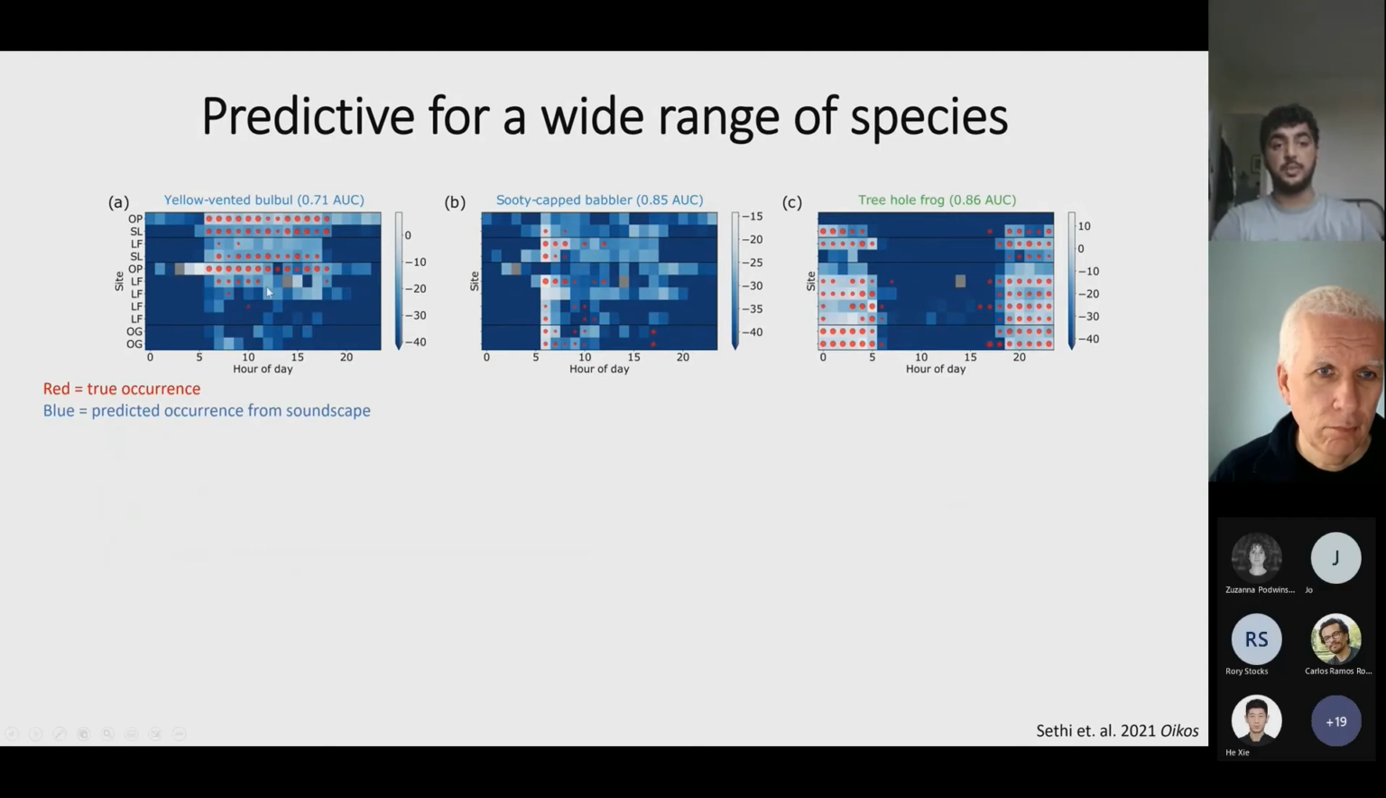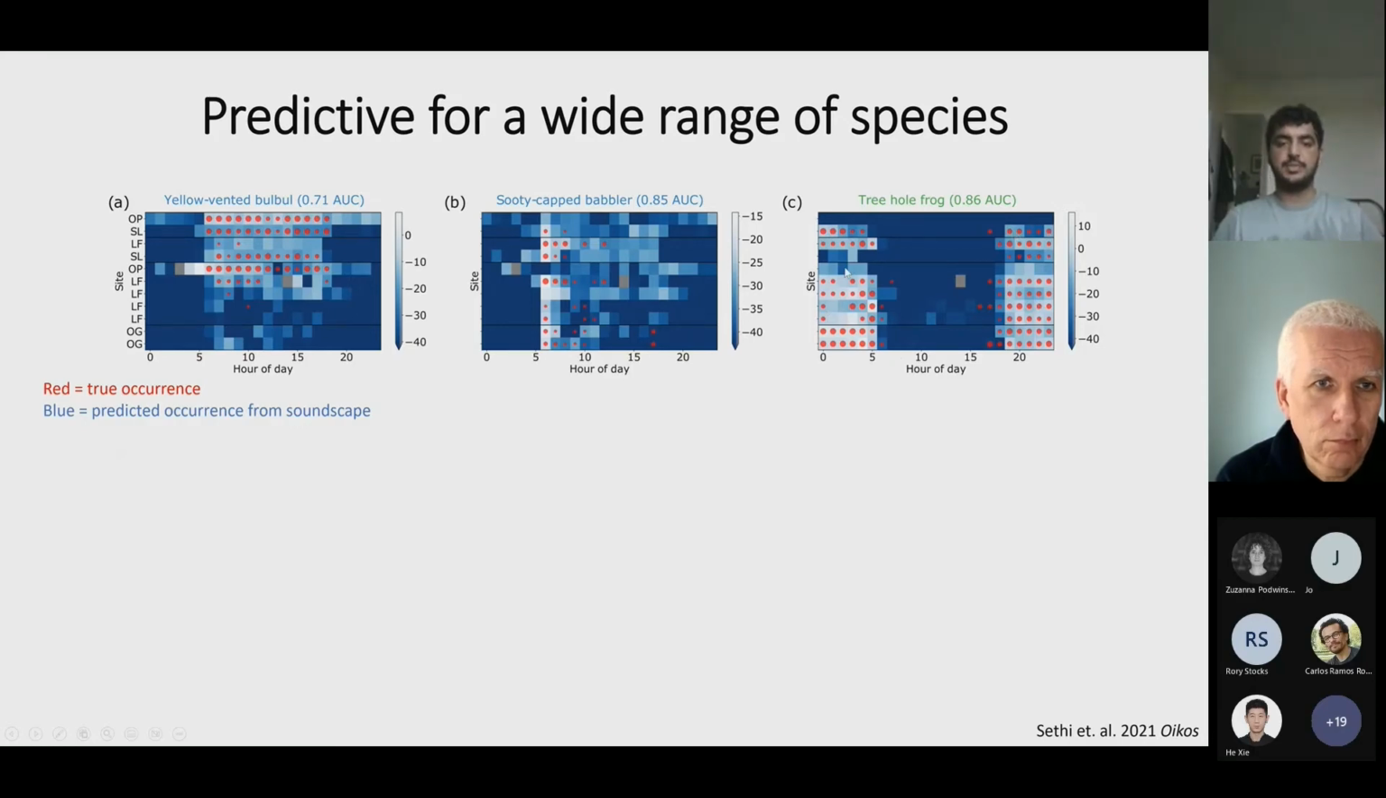What's quite nice as well is that the sites are on this axis, ordered from low above-ground biomass to high above-ground biomass. So you've got oil palm at the top and old growth forest at the bottom. It worked well for species that thrive in degraded landscapes and are diurnal, this is the yellow-vented bulbul. It worked very well for species only seen at dawn choruses and primarily in more intact forests, the sooty-capped babbler. And it worked for nocturnal species that are seen at almost every site.